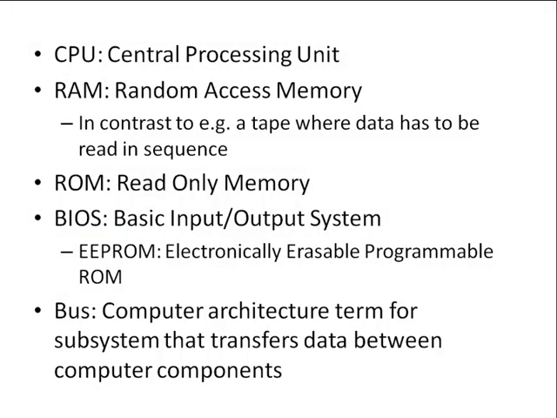A very brief glossary of some of the common terms in case you're unfamiliar with them. CPU is the central processing unit. Random access memory is RAM. That's in contrast to, for example, a tape where you have to read data in sequence. With random access memory, you can read memory from anywhere at any time. You don't have to go through in order to find a piece of memory you want to read or write. You can write directly to any location in memory or read from it.